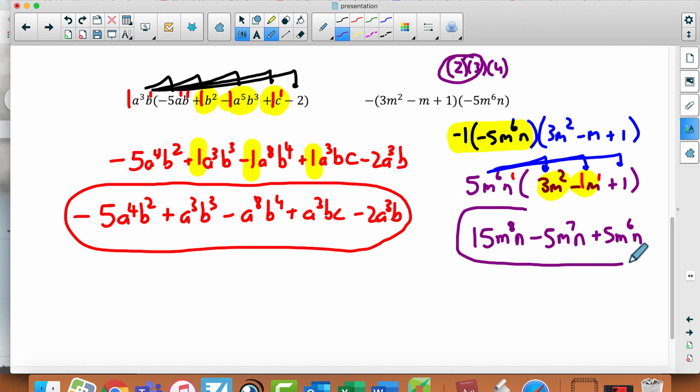And there you go. That is how to multiply polynomials. I hope that makes sense.